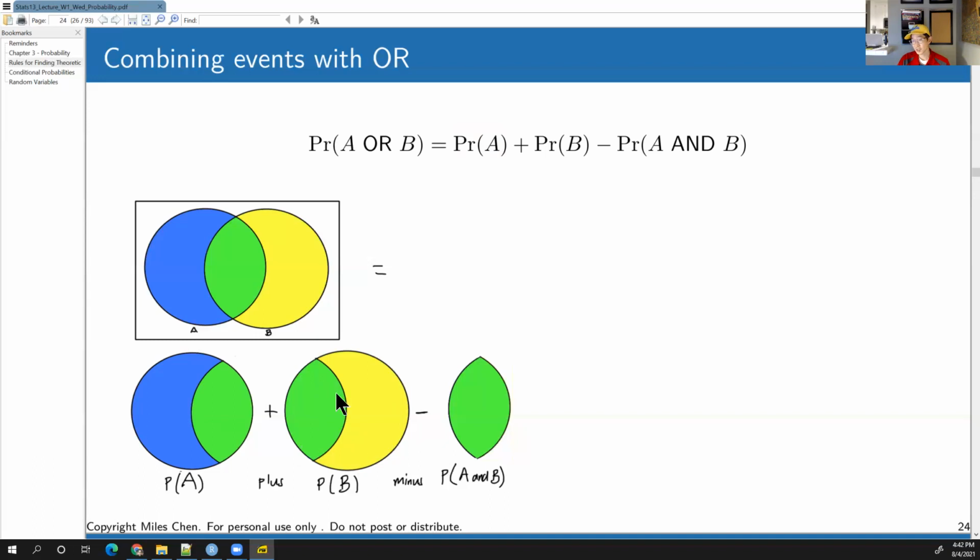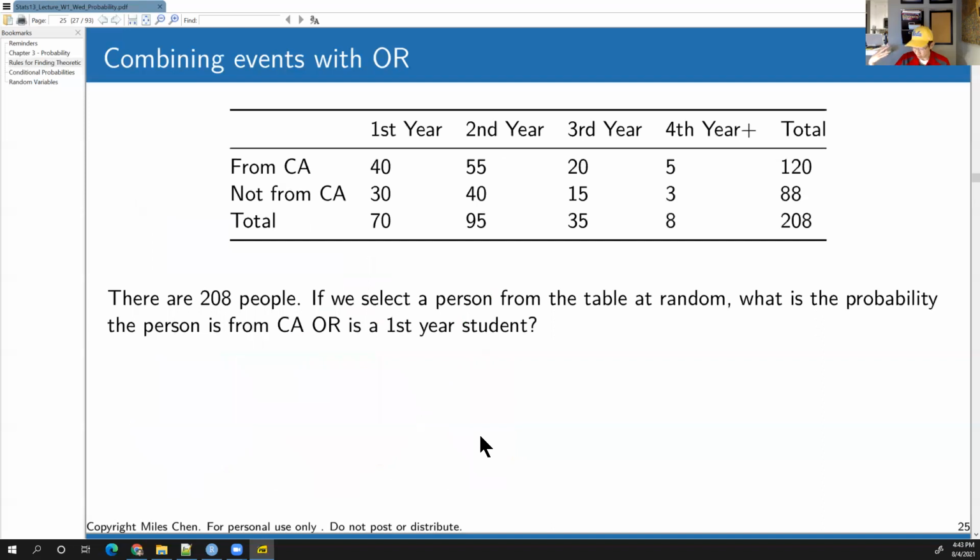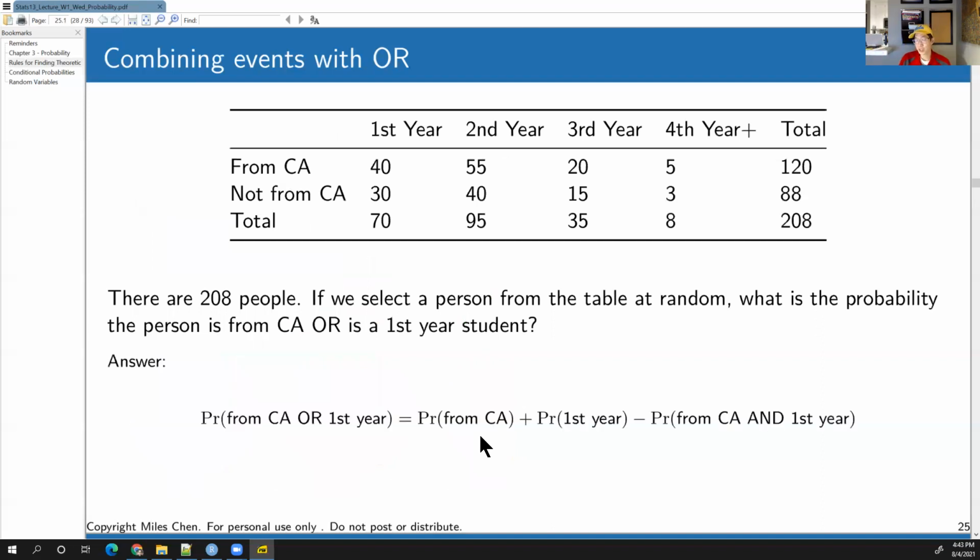Probability of B is this circle, which consists of the yellow and green parts. But if we add these two together, we have double counted the green. So we want to subtract off the overlap here. We're going to subtract off this overlap between A and B. Okay, so we could take that approach. We're going to get the exact same answer, but we can just look at the total.